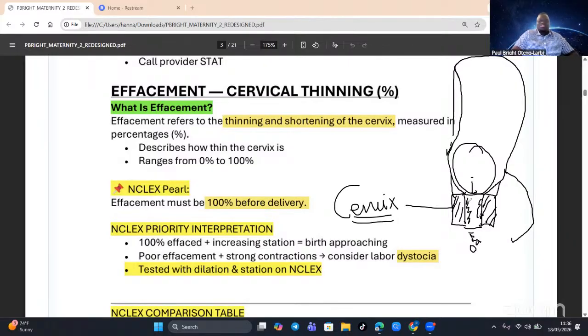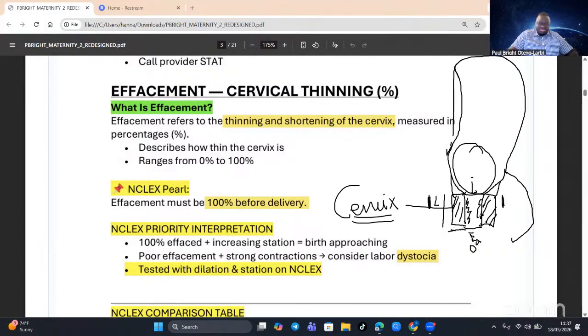Okay, so what can we do? This cervix must become short and thin. So in two ways, the length and the breadth must change. The cervix, its length, must become shorter, shorter like this, very short like this.